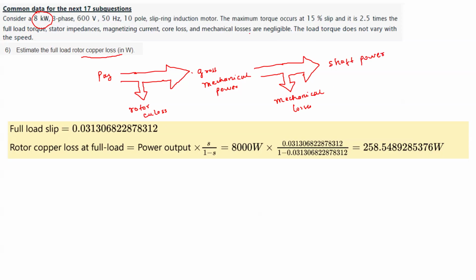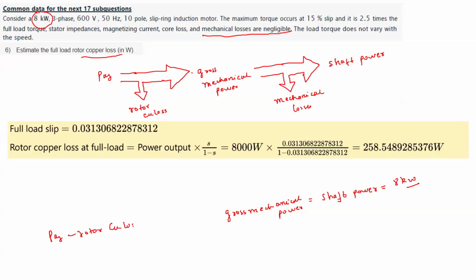Now they're saying that mechanical losses are negligible. So mechanical losses are negligible means what? Your gross mechanical power is equal to shaft power. So this is given as 8 kilowatt. Now, what is gross mechanical power from this side? So gross mechanical power from this side is air gap power minus the rotor copper loss.